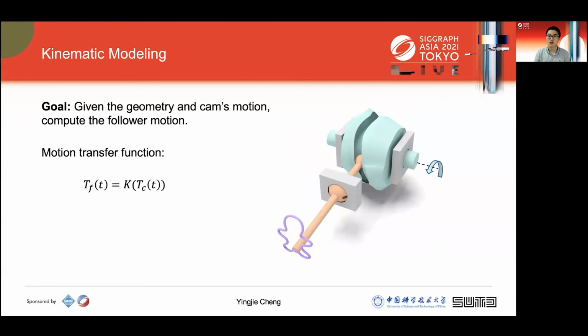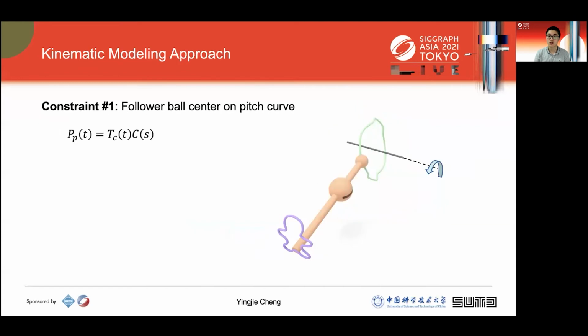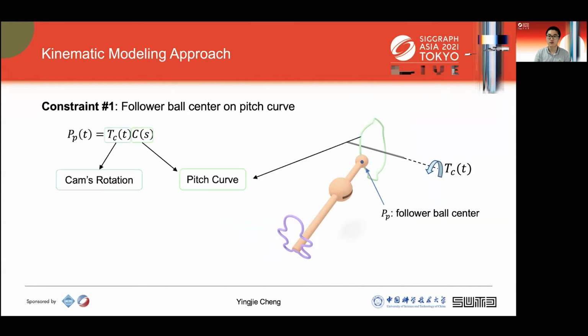Then I will talk about the CamMechs modeling. Our goal is to compute the follower's motion, given the CamMech geometry and cam's motion. The key is to find the motion transfer function, from cam's motion, a rotation driven by the motor, to follower's motion. The first constraint is that follower ball center is always on the pitch curve, where PP is follower ball center, CS is pitch curve, and TC is the cam's rotation.